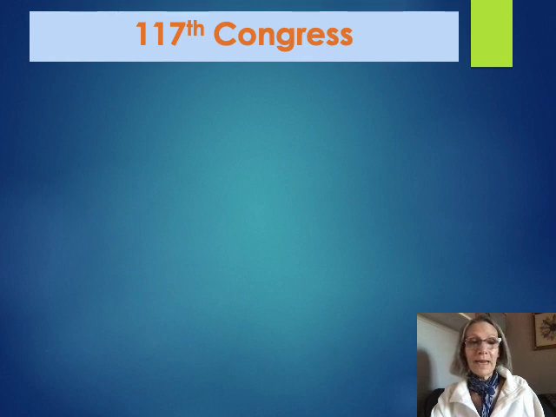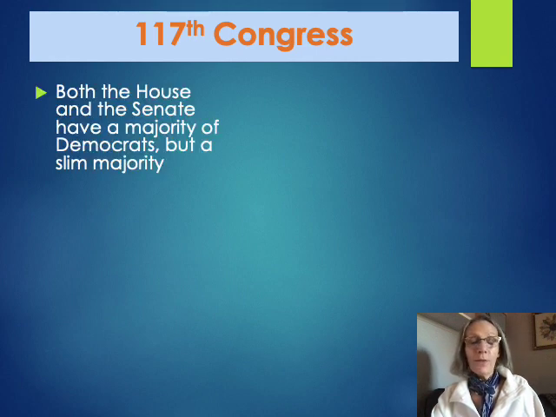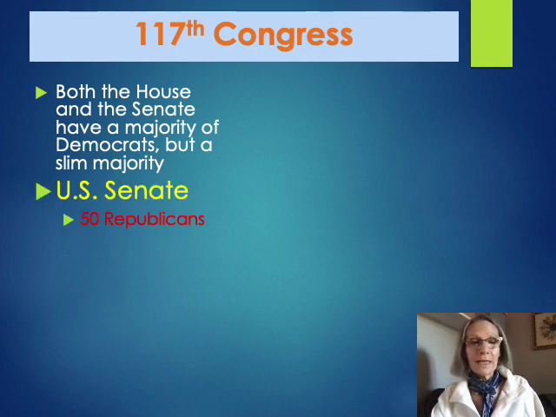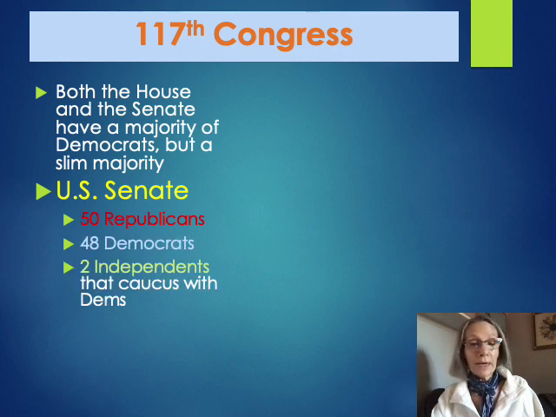So which party is in control of the 117th Congress? Well, the answer to that question is the Democrats. The Democrats have a majority in both the U.S. House of Representatives and in the Senate, but it is a very slim majority. Currently in the U.S. Senate, there are 50 Republicans, there are 48 Democrats, and there are 2 independent senators, but they caucus with the Democrats. So for all practical purposes, they vote with the Democrats.